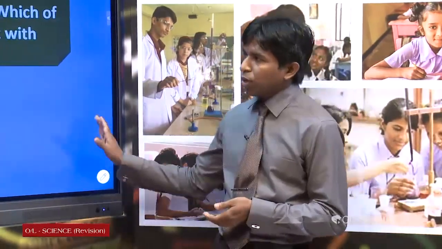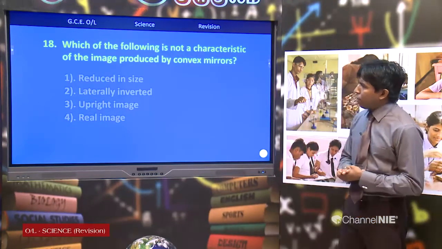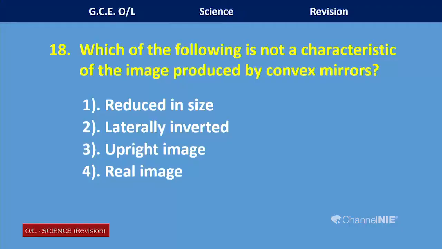So, let us move on to question number 18. Which of the following is not a characteristic of the image produced by convex mirrors? This is from grade 11 chapter 5 optics lesson. You have 3 types of mirrors: plane mirrors, convex mirrors and concave mirrors. When I say convex mirrors, what should come to your head? Side mirrors of vehicles, or rear view mirrors of drivers.